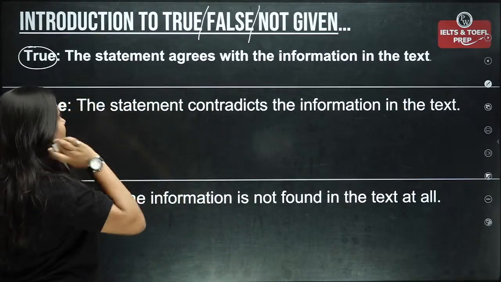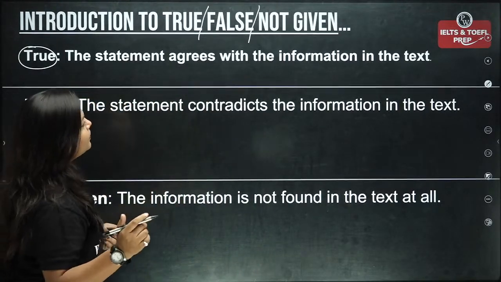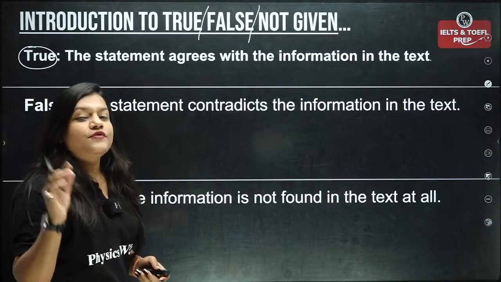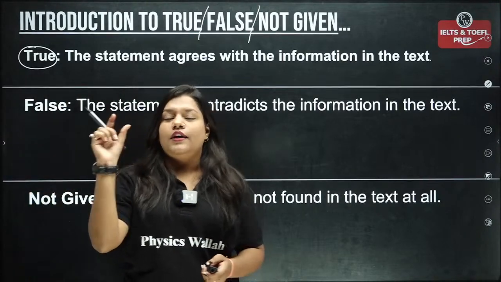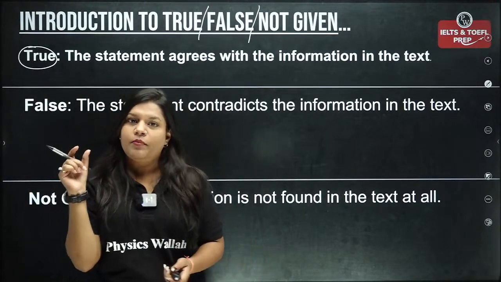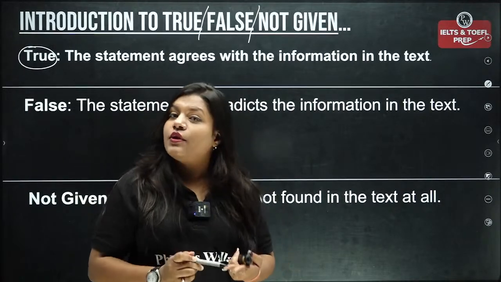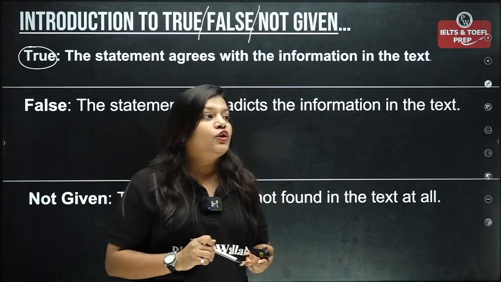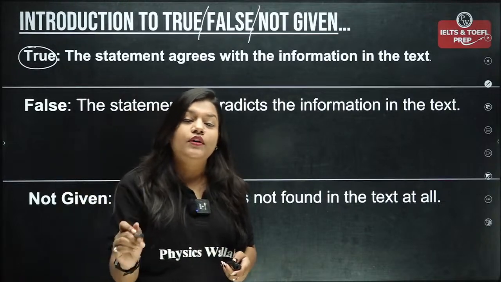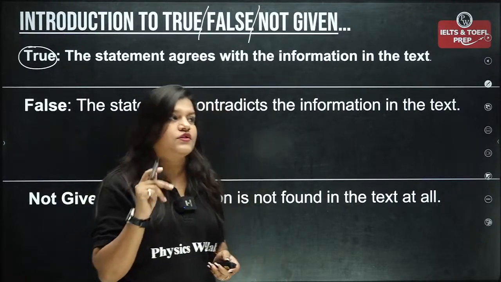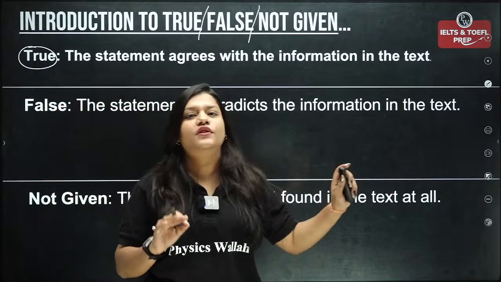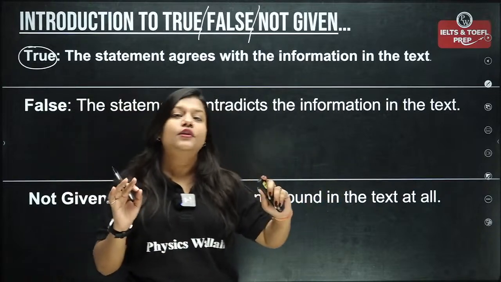I was telling you that you have to give one option to the statement, which is either true, false, or not given, depending upon the information that's given in the passage. This is the entire scenario of this question, and that's exactly what you need to know as of now.